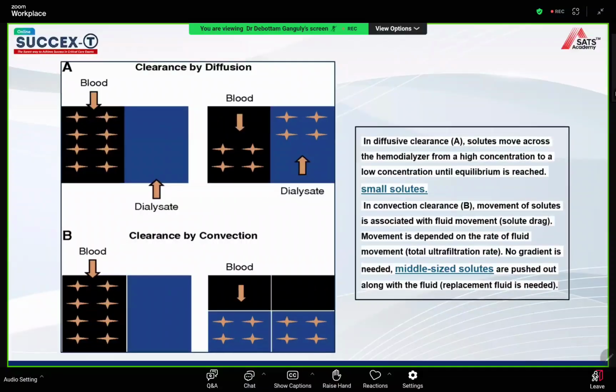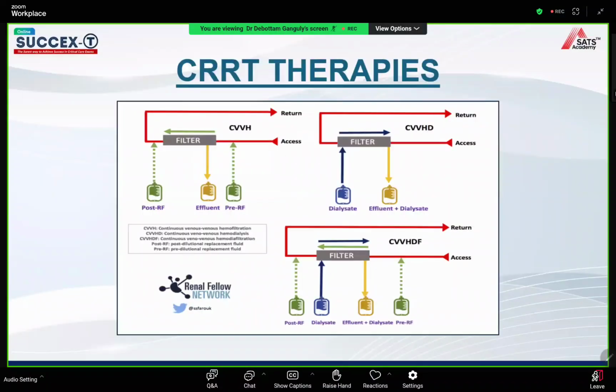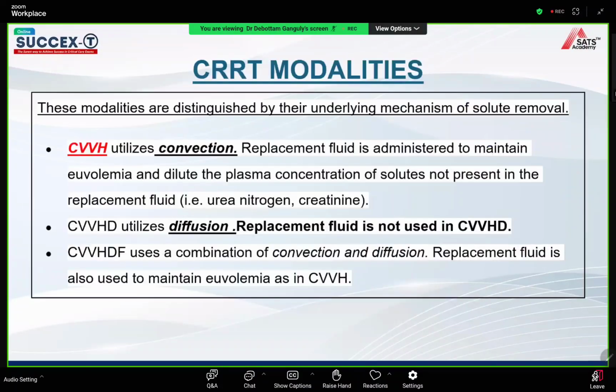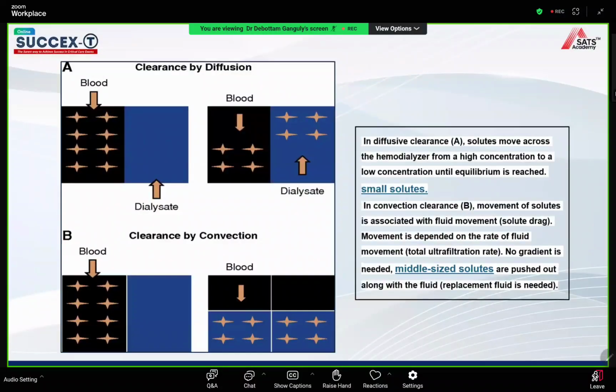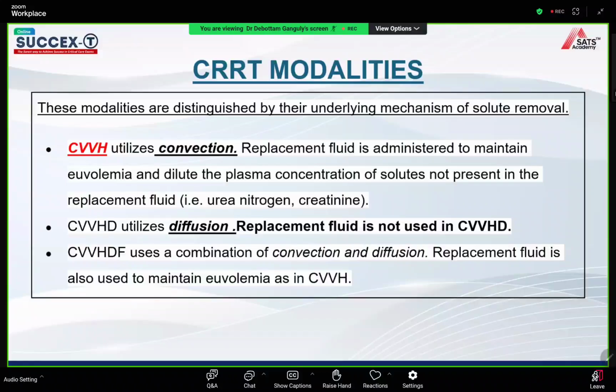So if we go to the modalities, as I discussed earlier, in CVVH, that is continuous venous hemofiltration, the filtration takes place in this modality. If there is a D in the term, CVVHD, that's dialysis. That means diffusion. D for diffusion, D for dialysis. So in the case of dialysis, the diffusion principle is used, and there is HDF, that is hemodiafiltration. Then both things are incorporated into that.